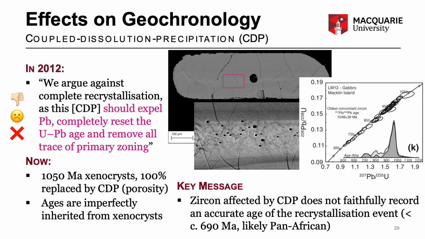The key message here is that zircon that's been affected by this process doesn't necessarily faithfully record an accurate age of the recrystallization event. Here, it's probably around a 530 Pan-African age that is the true age of the Mawson charnockite.